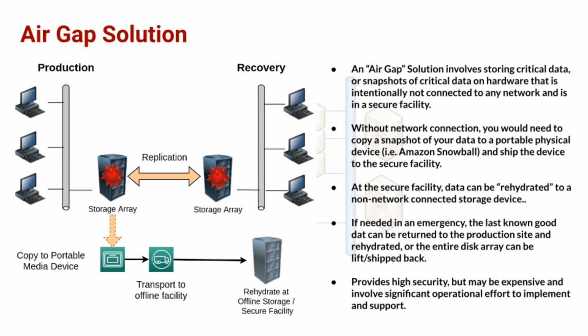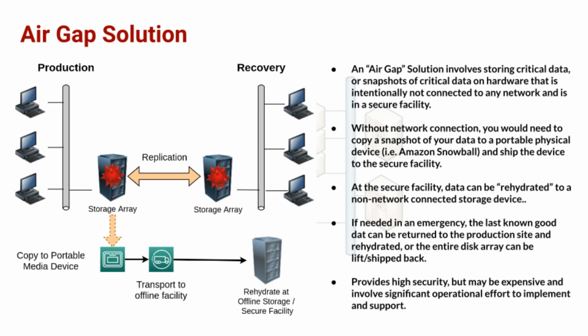This functionally works like the third copy solution in the previous slide, except we're physically moving the data rather than transmitting it across a network link. There are some common products out there. You've probably heard of Amazon Snowball, where they send you a device that you can copy large amounts of data to, ship that device back to Amazon, and they'll load that data onto cloud storage for you as part of the service. That's a pretty straightforward example of what the kind of data mover we're talking about would look like.